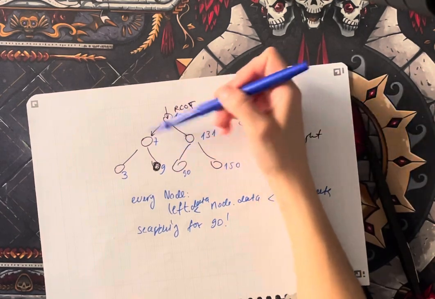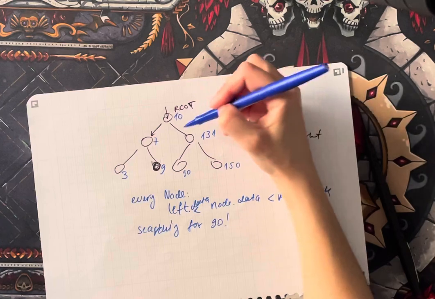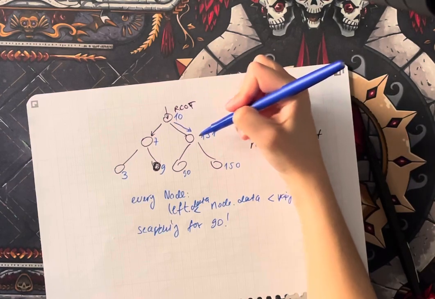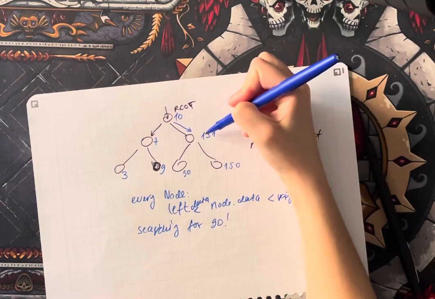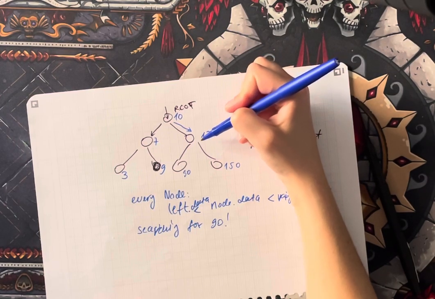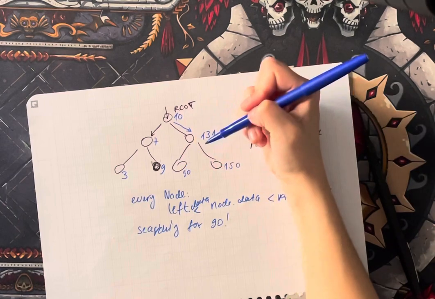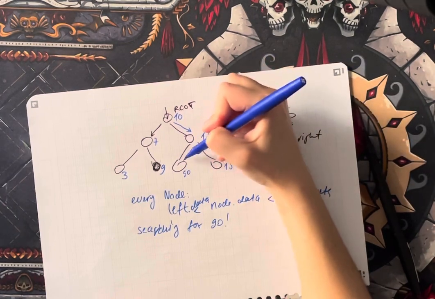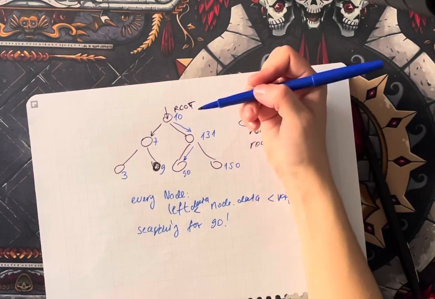We are not interested in all this bunch of numbers over here. So we go to the right subtree, looking for 90. 131 is bigger than 90, so we know that compared to 131, 90 can only be in the left subtree. So we go here, we see 90, well, we found 90.